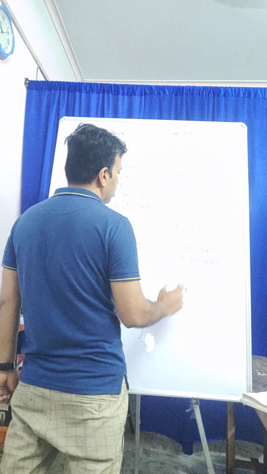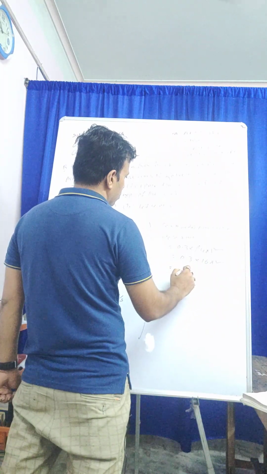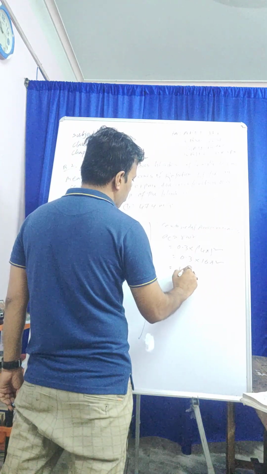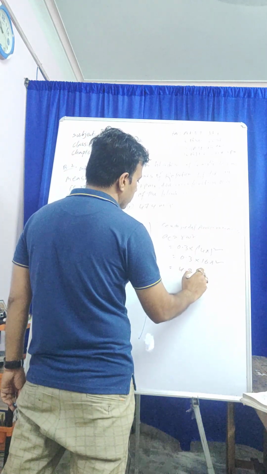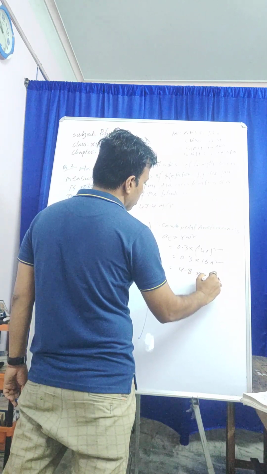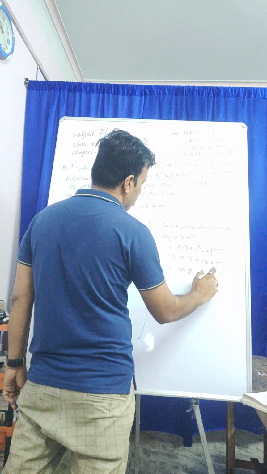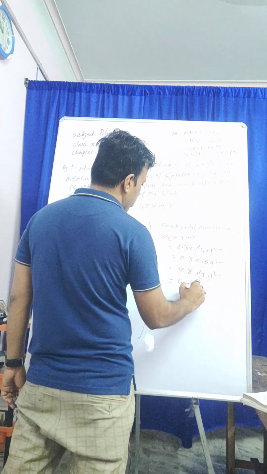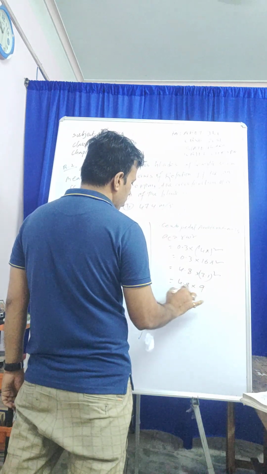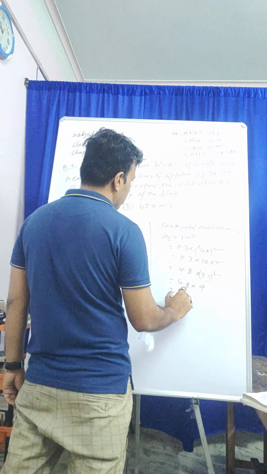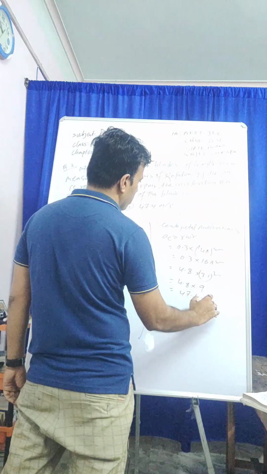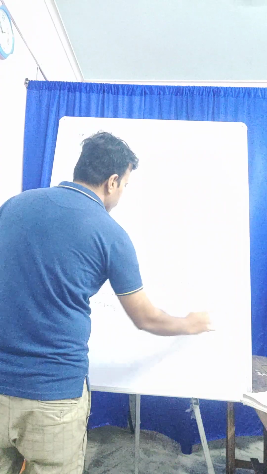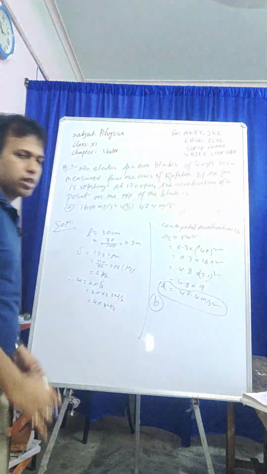If we multiply this, it will be 4.8π square. π is 3.1 whole square, so it will be 4.8 into 9 almost. If I multiply this, it will be 47.4 meter per second square. Almost, option B is correct. Option B is the correct answer.